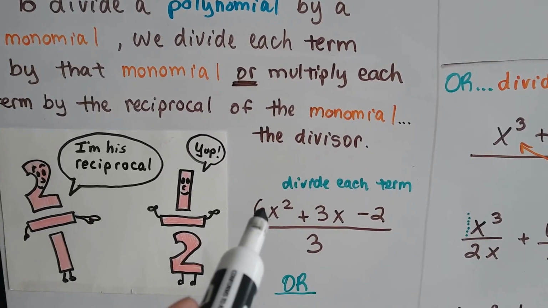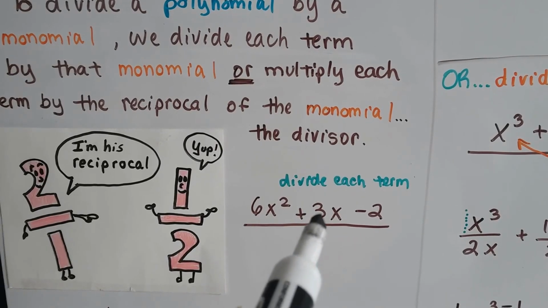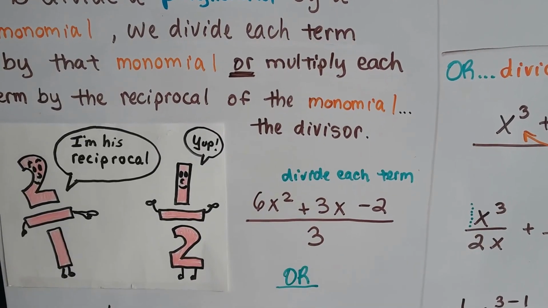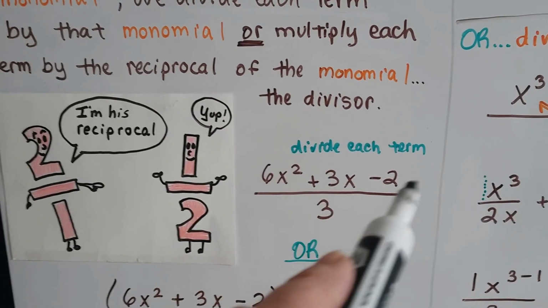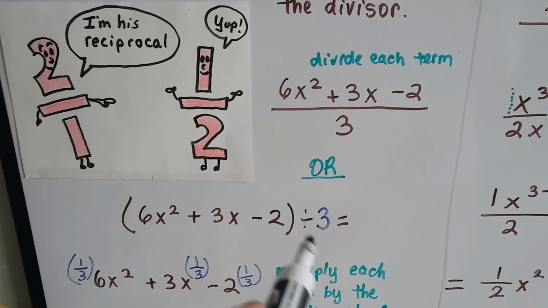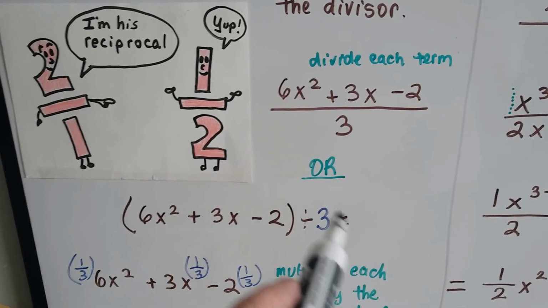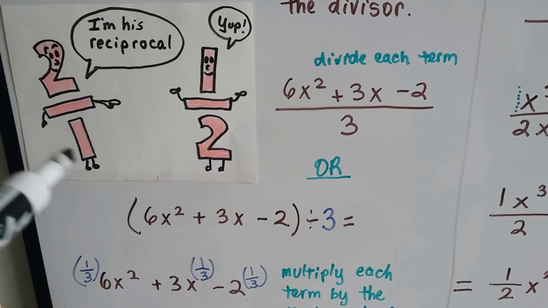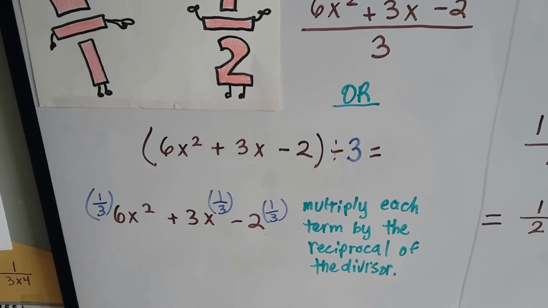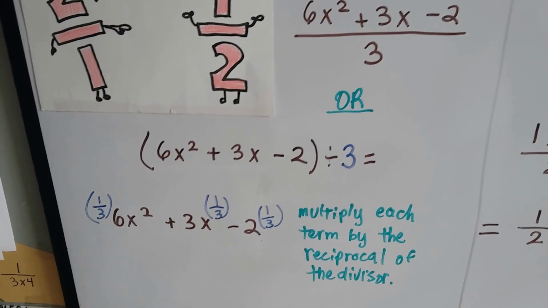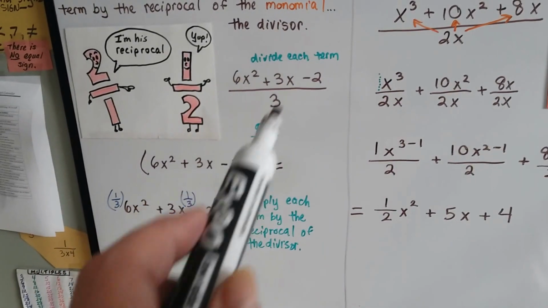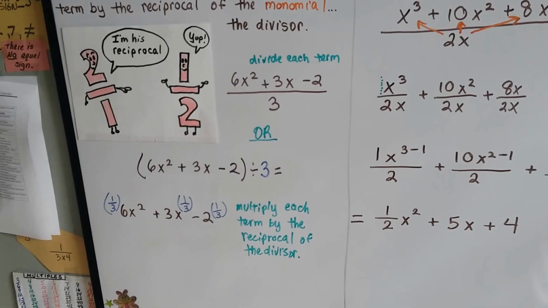So if we want to divide this polynomial by this 3, we can either divide each term and do 6x squared divided by 3 plus 3x divided by 3 minus 2 divided by 3, and do each one separately. Or we could take this 3, and its reciprocal is 1/3. That's the flipped upside down version of 3, right? Because 2 over 1 would be 1/2. We multiply each term by the 1/3 reciprocal, and we can solve it that way. So we can either directly divide and split it up, or we can multiply each one by the reciprocal.